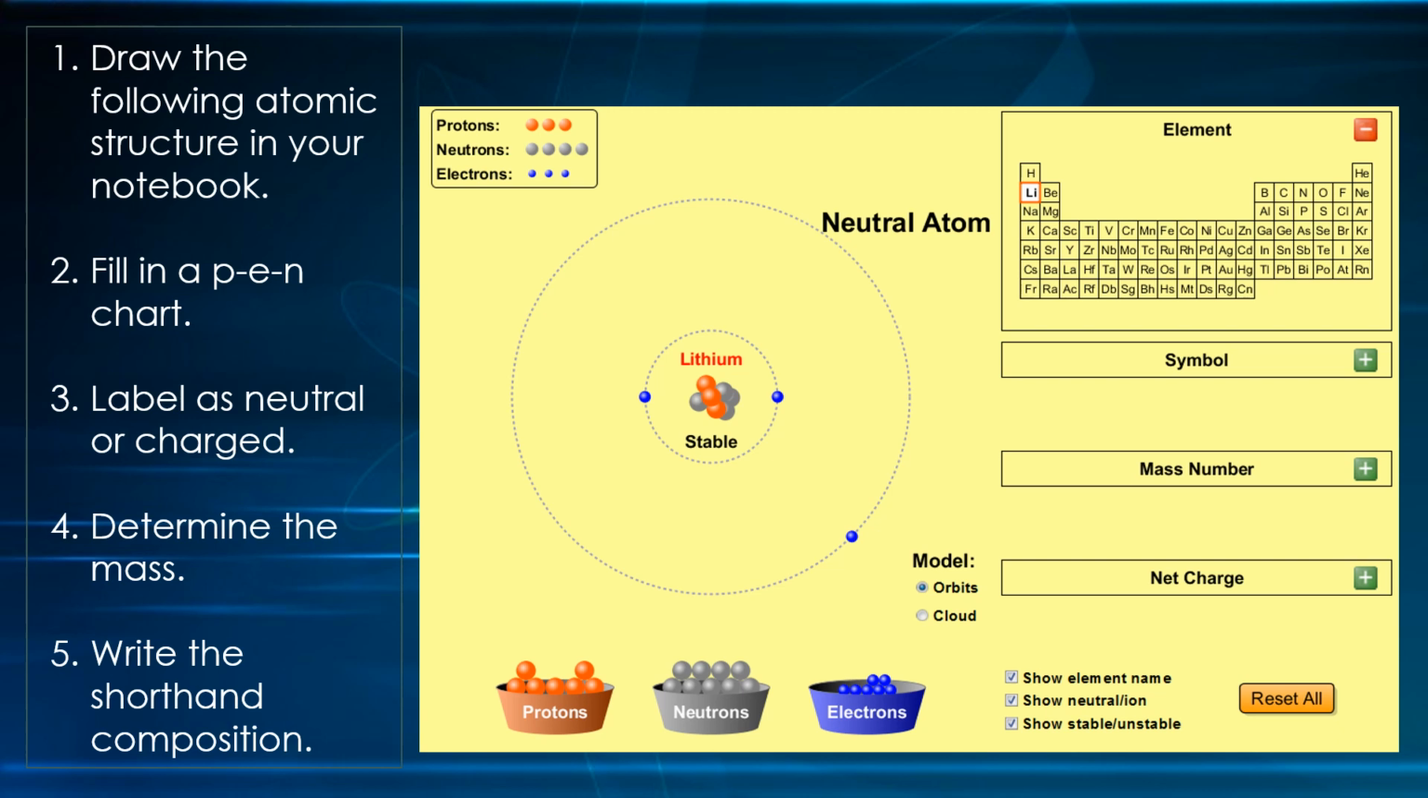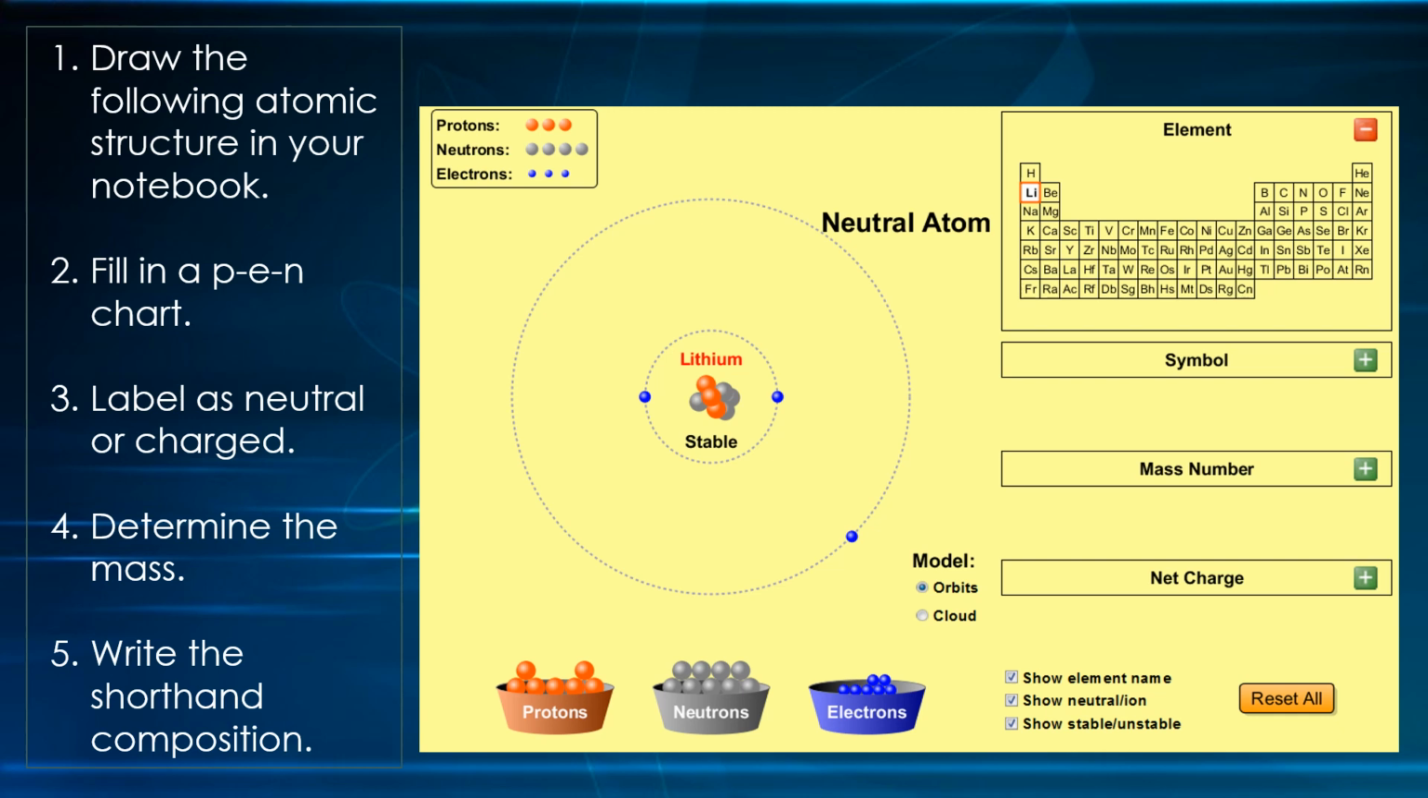The last thing that you're going to put into your notebook is the following atomic structure, and this is for lithium. I want you to document the number of protons, the number of neutrons, and where the electrons can be found. You're going to fill in a pen chart. You're going to tell me number of protons, electrons, and neutrons. You will tell me whether this is a neutral or charged particle. You will determine the mass, and then you'll write its shorthand composition.